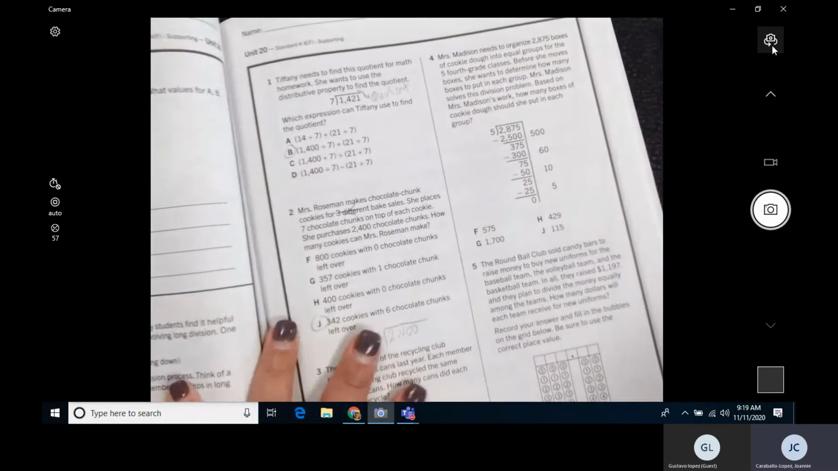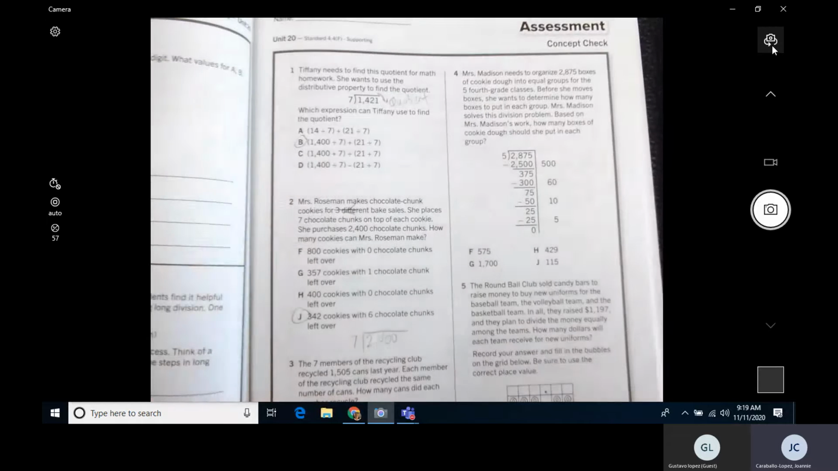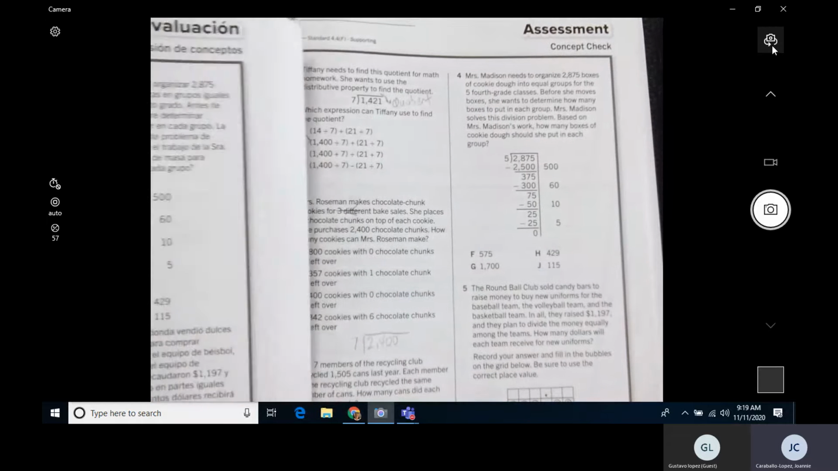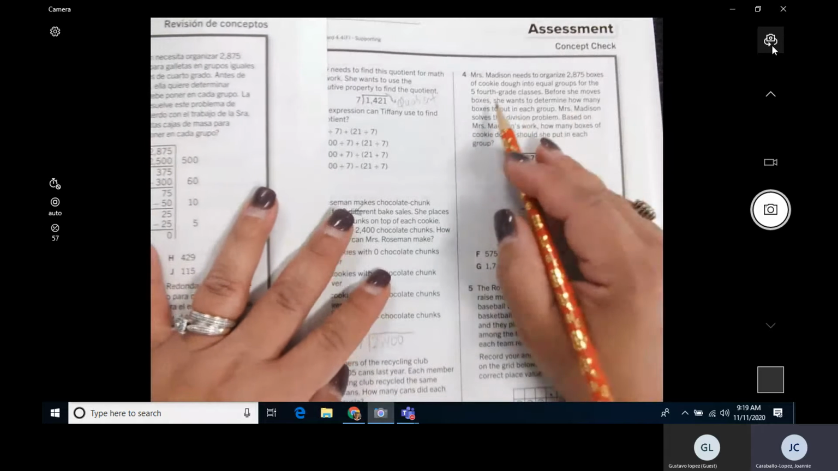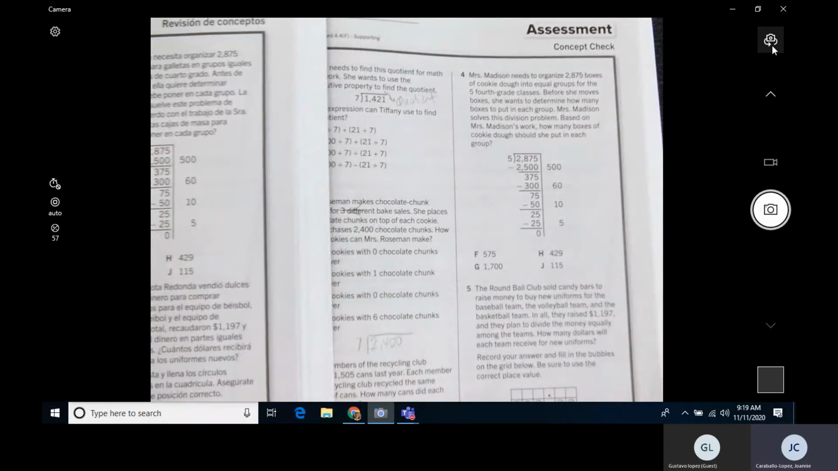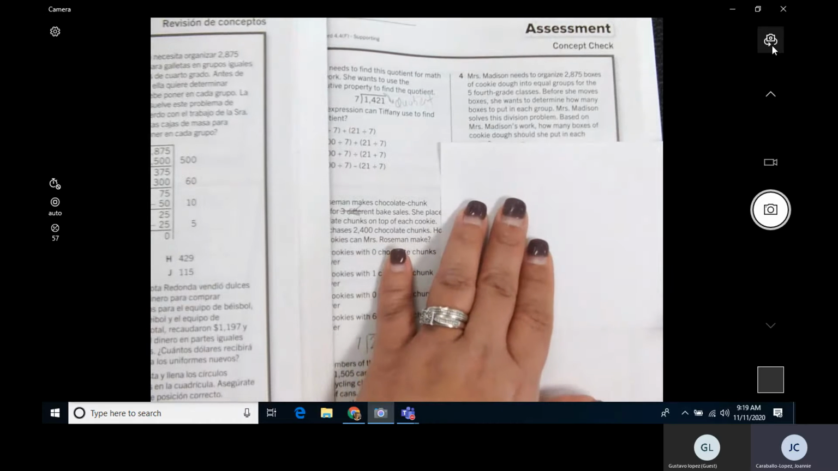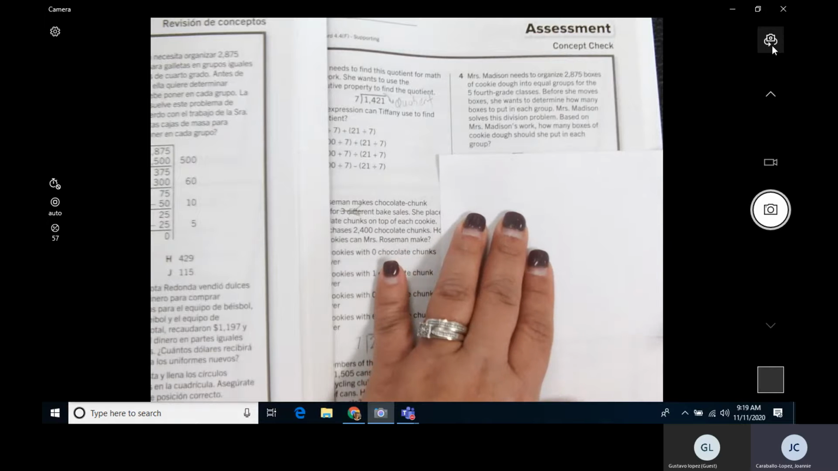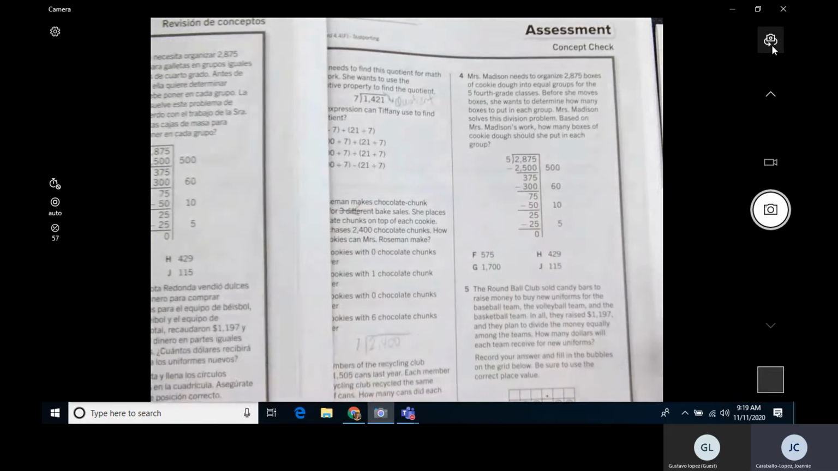Miss Madison needs to organize 2,875 boxes of cookie dough into equal groups for the 5 fourth grade classes. Before she moves boxes, she wants to determine how many boxes to put in each group. Miss Madison solves this division problem. Based on Miss Madison's work, how many boxes of cookie dough should be put in each group? So we have our problem here, right?